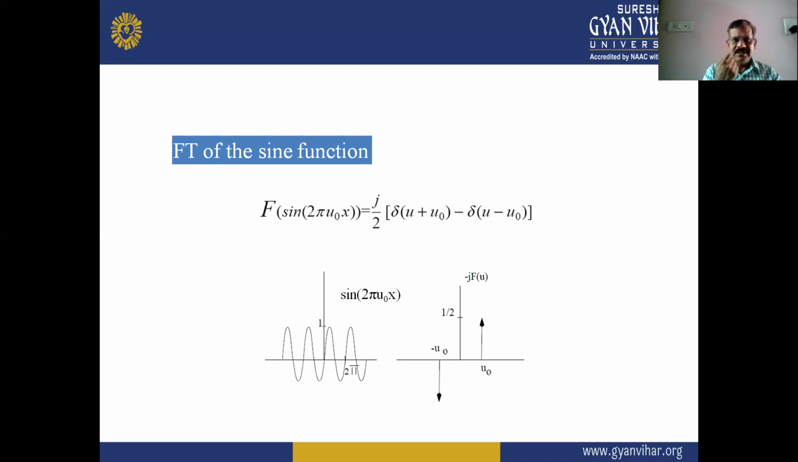And that is the Fourier transform of the sine function. The Fourier transform of sine 2 pi u naught x equals j upon 2 into delta(u plus u naught) minus delta(u minus u naught). This is also represented in the graphical representation. The first figure shows the sine function, and the second figure shows the Fourier transform of this sine function.